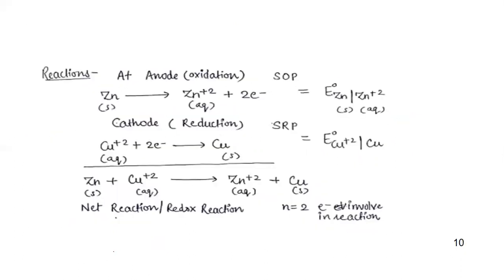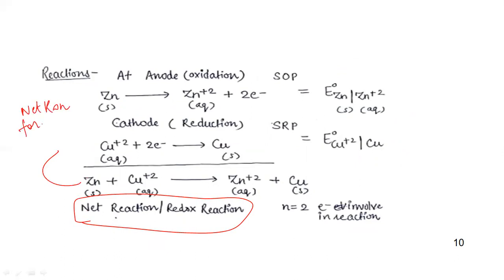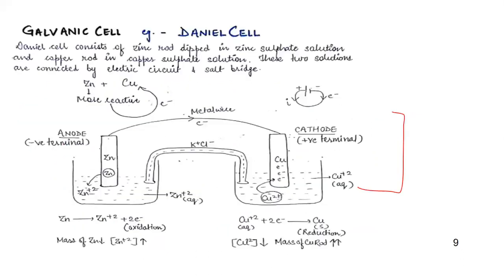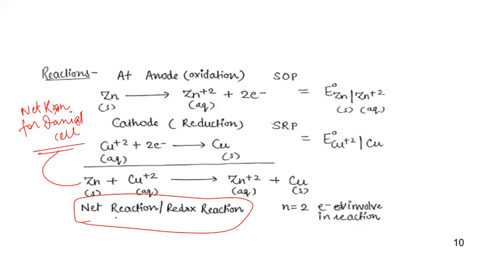Here we have concluded up to the net reaction. So this is the net reaction for the Daniel cell. Here the number of electrons involved is 2.